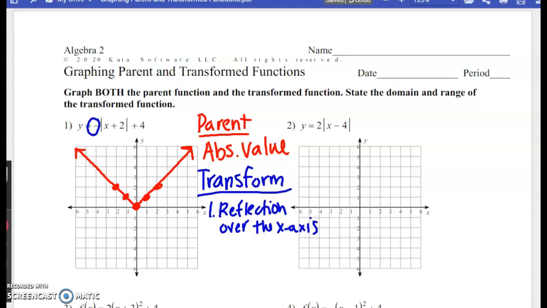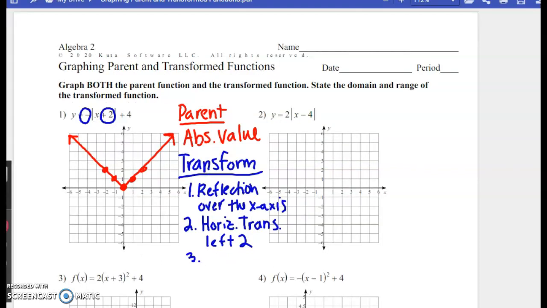But we got more transformations. The next thing I see is this +2. And again, if you look at your transformation guide, that's H on your transformation cheat sheet. That means we're going to go left 2. So each of these points is going to have a horizontal translation. I'm going to abbreviate left 2. And then the third transformation I see is this +4. That means it's a vertical translation. Up 4.